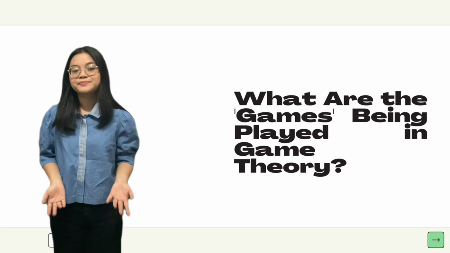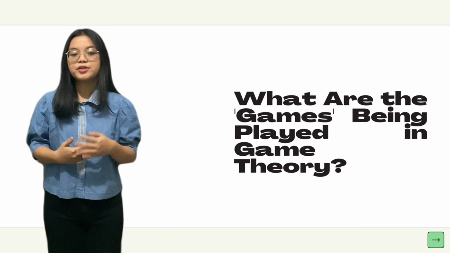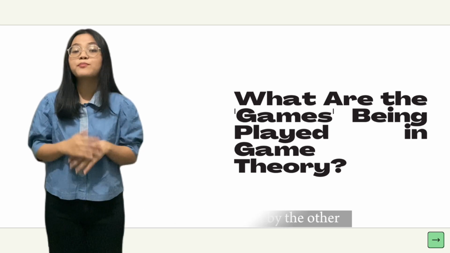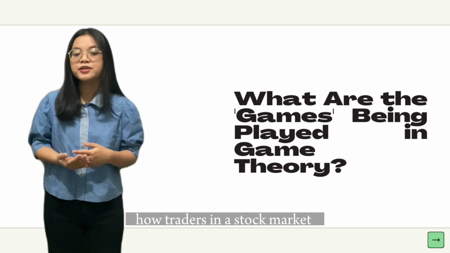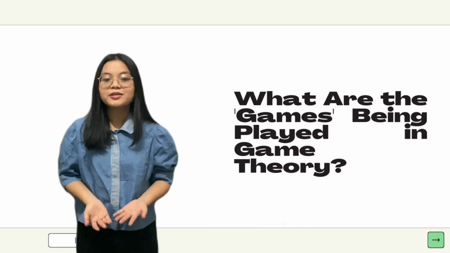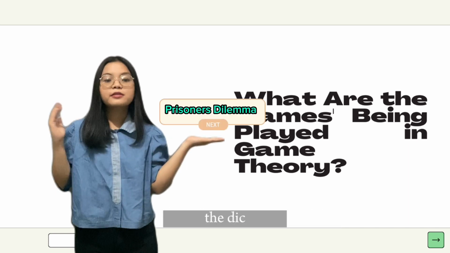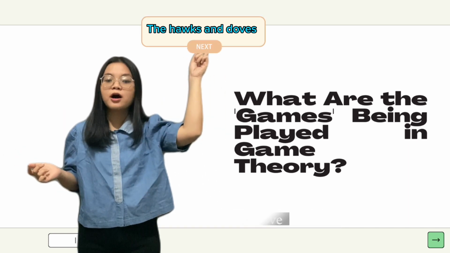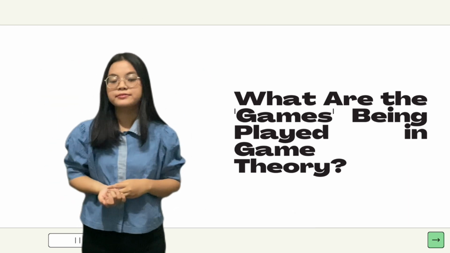game theory. The answer is the games may involve how two competitor firms will react to a price cut by the other, if a firm should acquire another, or how traders in a stock market may react to price changes. In theoretical terms, the games may be categorized as similar to Prisoner's Dilemma, the Dictator game, the Hawk and Dove, and the Battle of the Sexes, among several other variations.